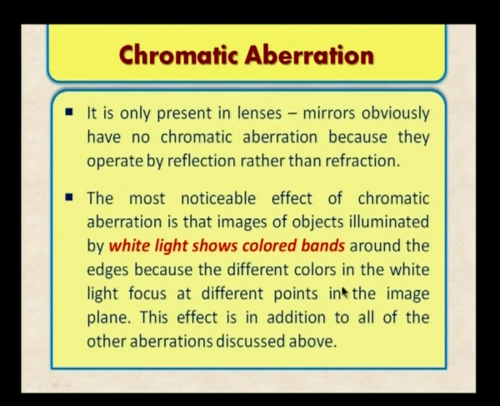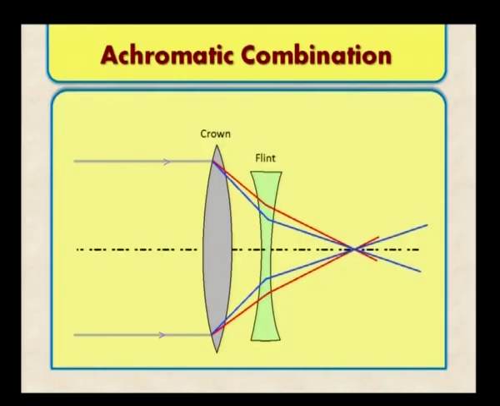So, different colors are there in the white light. They are getting focused at different points in the image plane, and the coloration occurs. White light shows colored bands, and this defect, as I told you, is the so-called chromatic aberration. I can try to combine lenses of this kind. You see two lenses here. One is made up of crown glass, the other is made up of flint glass.